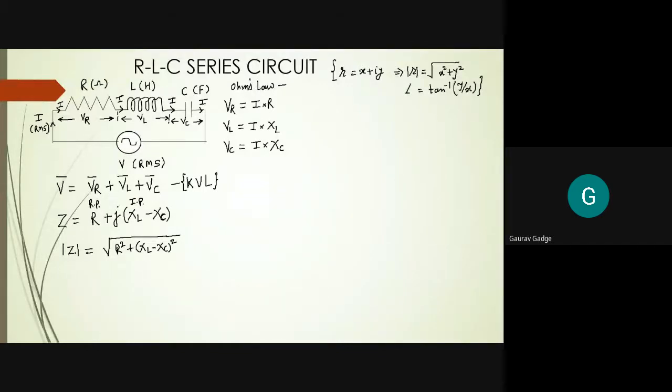With respect to this, when the RMS voltage and current are given to the circuit, we get the respective voltage across each of the elements. That supply voltage can be written in equation form by applying KVL, Kirchhoff's voltage law. The impedance can also be written as Z equals R plus j(XL minus XC). The mod Z can be written as root of R square, that is resistance square, plus (XL minus XC) bracket square, as that reactance is the common term.